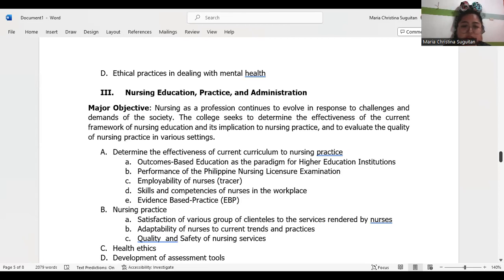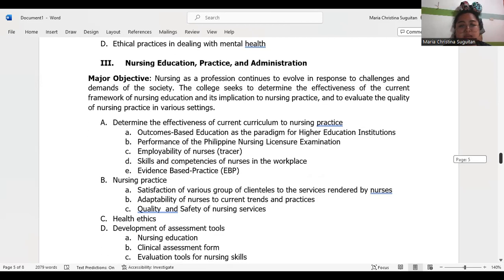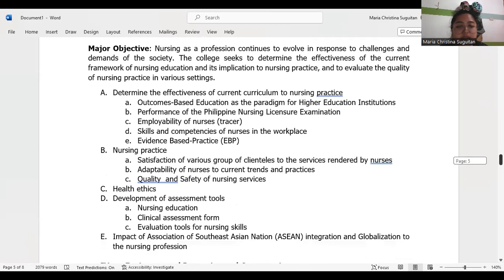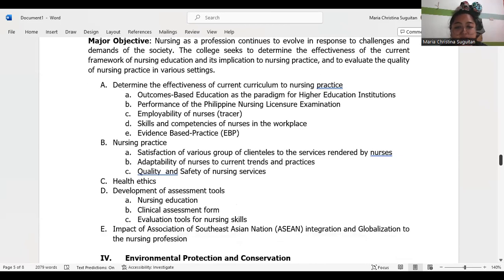So, ano nga ba yung mga nandoon? So, determine the effectiveness of current curriculum nursing practice. We have outcome-based education as a paradigm for higher education institution. And then performance of the Philippine Nursing Licensure Examination, the employability of nurses, skills and competencies of nurses in the workplace, and then they use EBP kasi marami po talaga yung makukuha dyan. And then nursing practice, the satisfaction of various group of clienteles to the services rendered by the nurses. Di ba? Bakit mas masungit yung mga nurses sa public unlike sa private? Ang babait naman. Okay? Di ba?